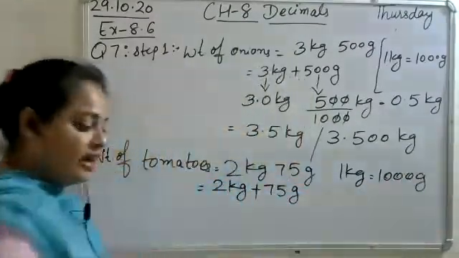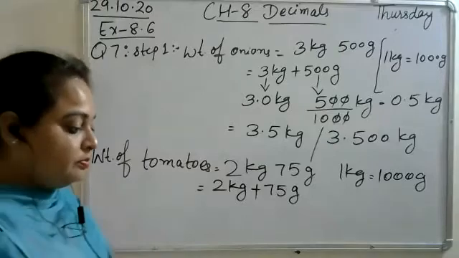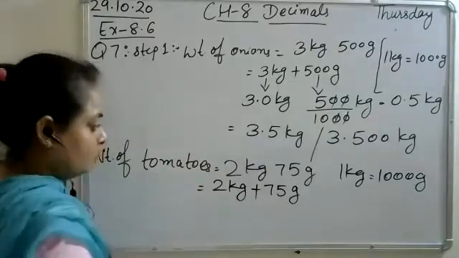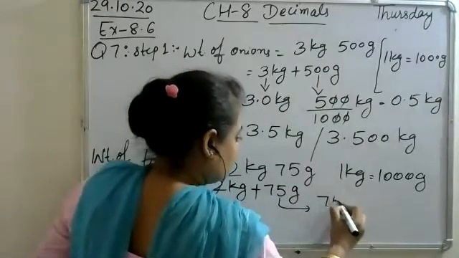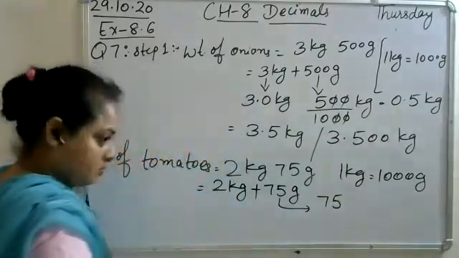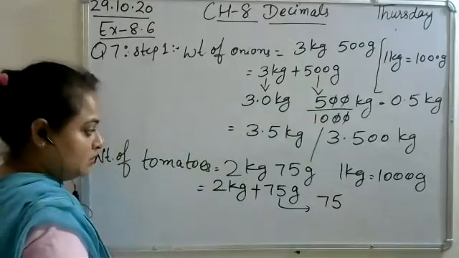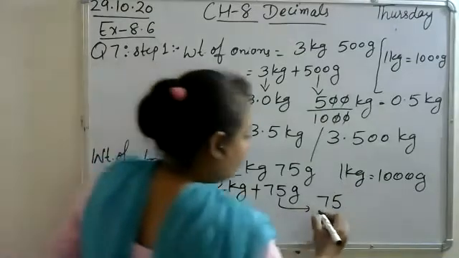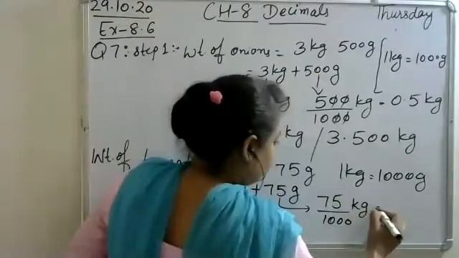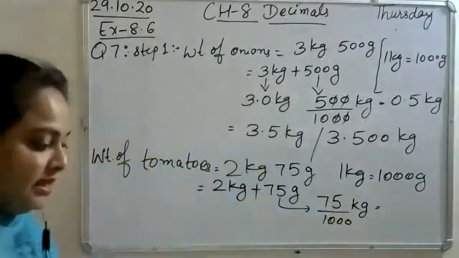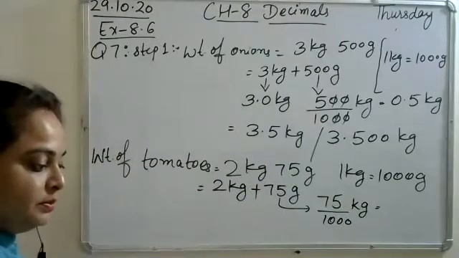After that we have, 75 gram equals to 75 divided by 1000. Very good. And this gram will change to kilogram. Then what is the next step? Kilogram. Yes. Then what is the next step?